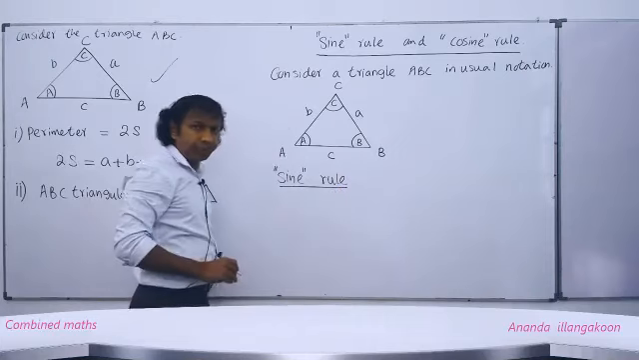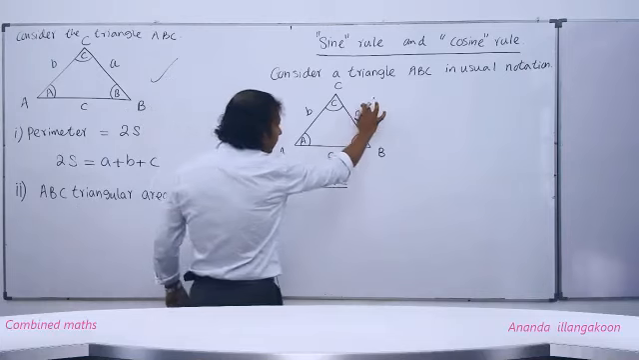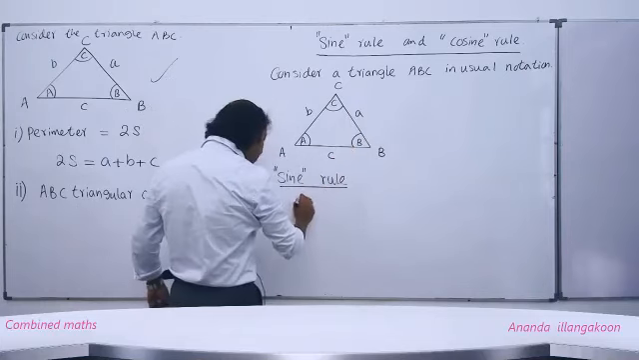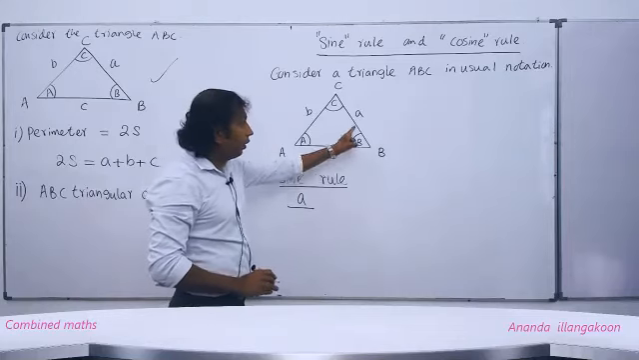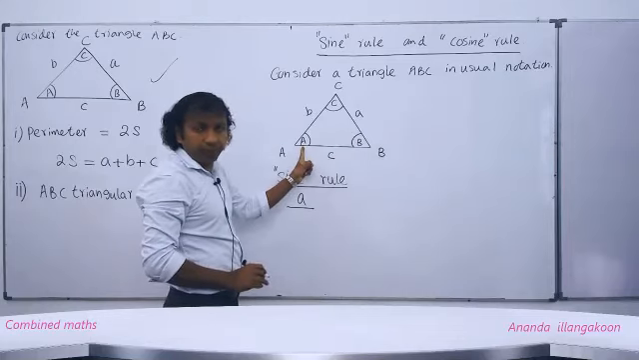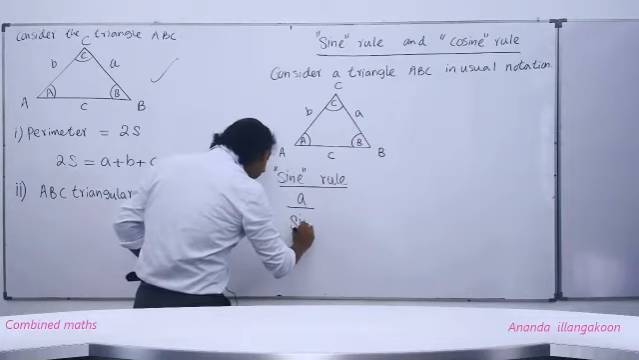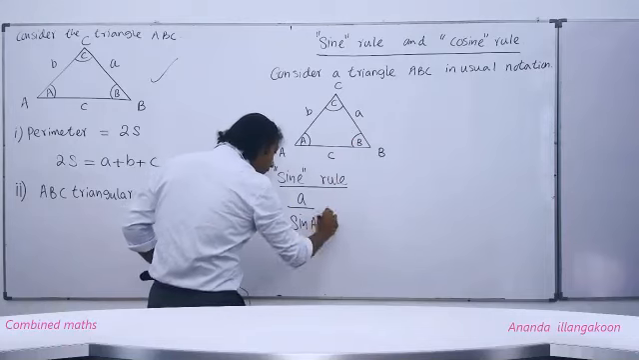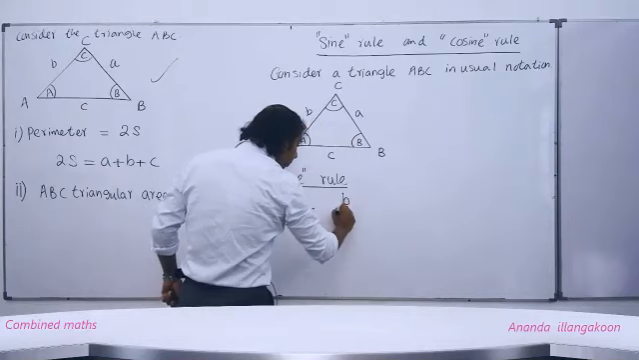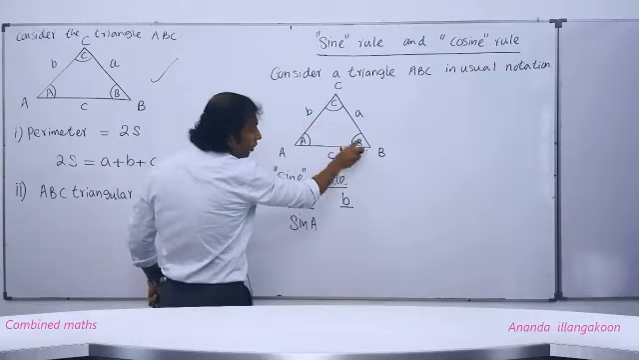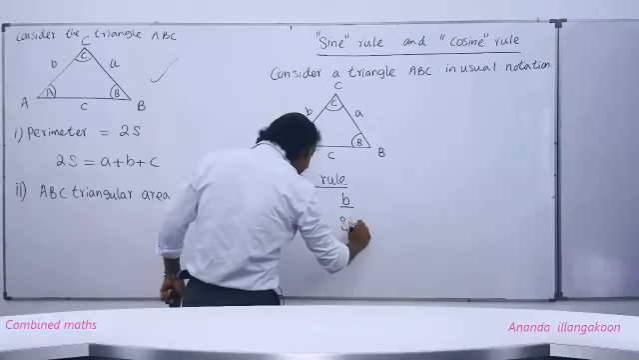Sine rule. The sine rule states this. Take the side, its length, and simply divide it by the sine value of its opposite angle. A divided by sine capital A. And now take this side B: B divided by the sine of the opposite angle, sine B.